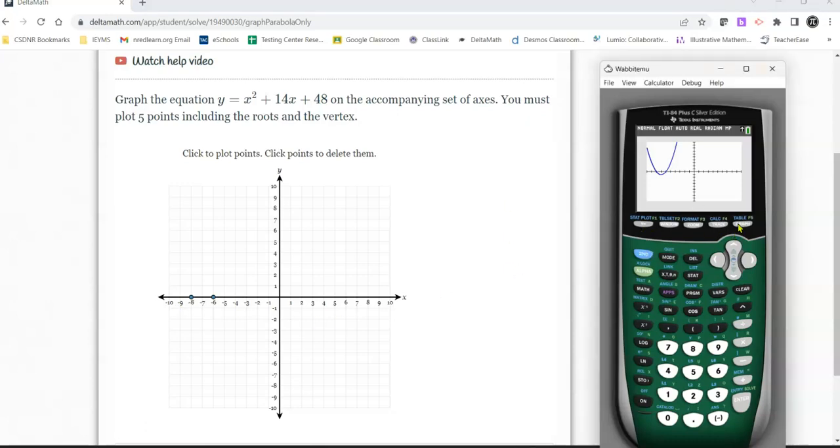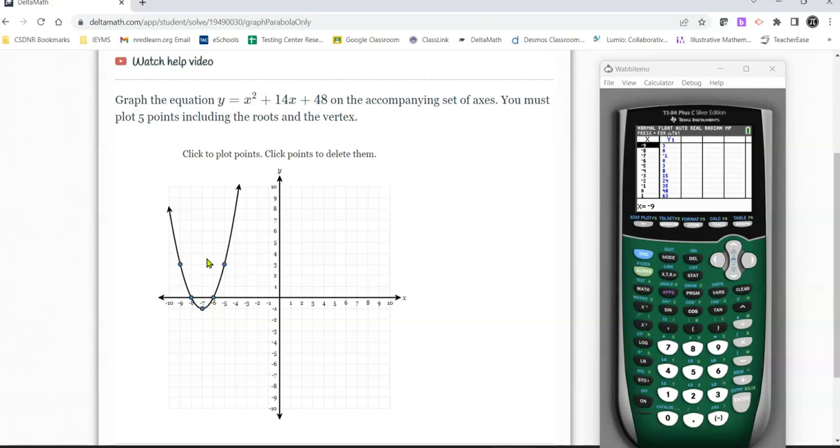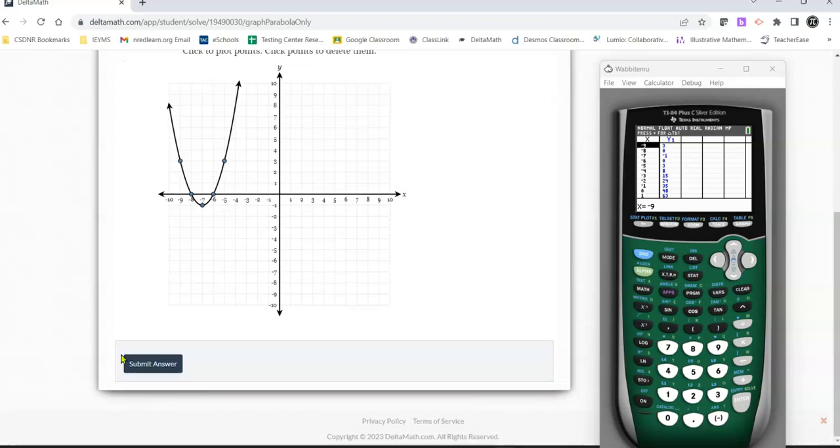And now I'm going to look at my table. Let's see what I've got. These points are not going to fit, so I got to go up my table here. Let's see, -9, +3, -8, 0, -7, -1, -6, 0, -5, 3. There it goes. Now notice it's going to construct the parabola for you. It's going to draw the arrows as long as you hit these 5 points, including the roots and the vertex.